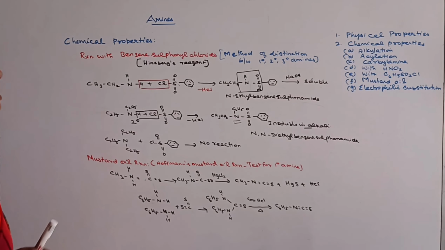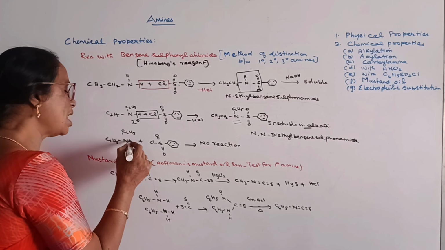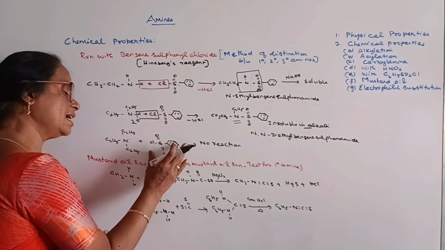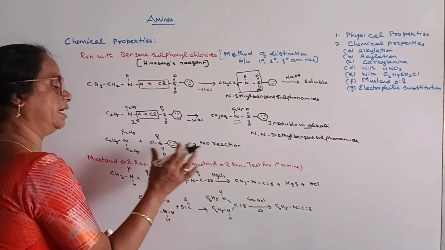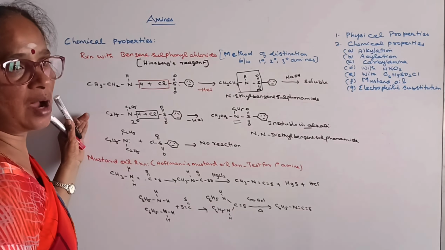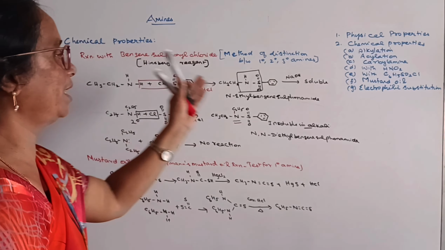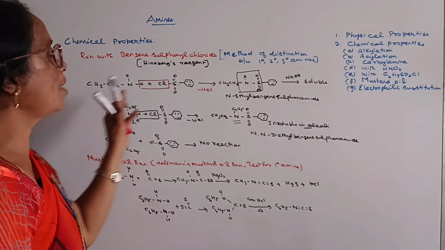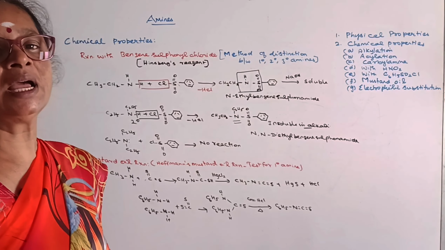When we have a tertiary amine, it contains no hydrogen, and hence it doesn't react with the Hinsberg reagent, so no reaction. Among these three classes of amines, the primary amine becomes soluble in alkali, the secondary amine becomes insoluble in alkali, and the tertiary amine gives no reaction with the Hinsberg reagent.